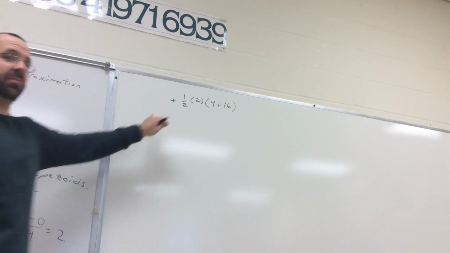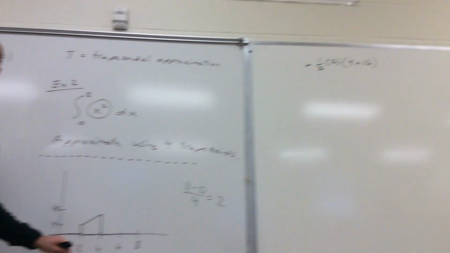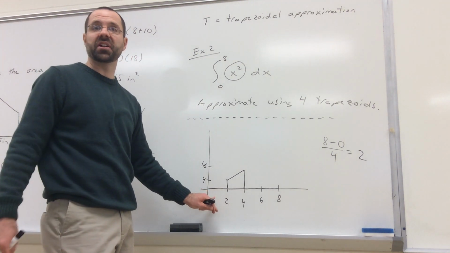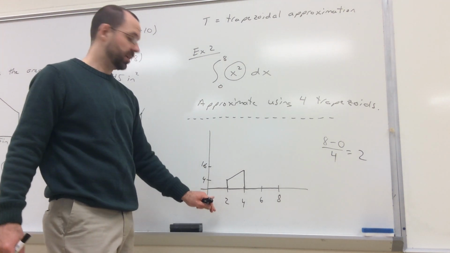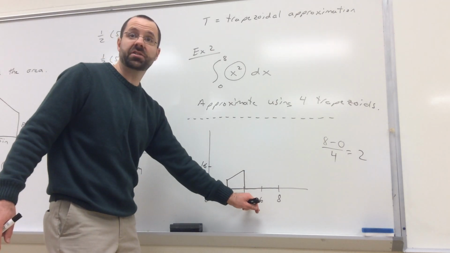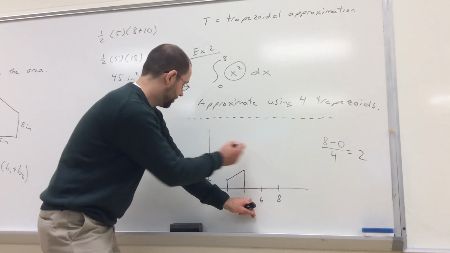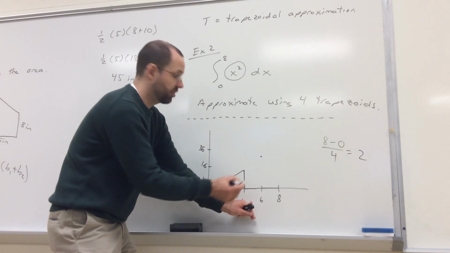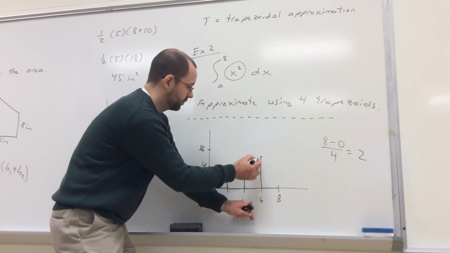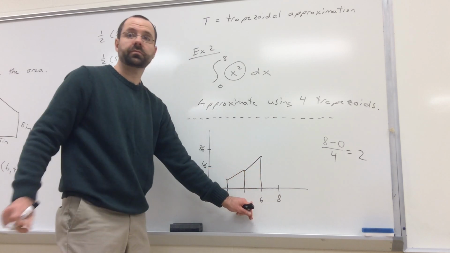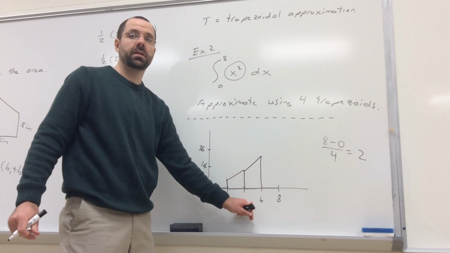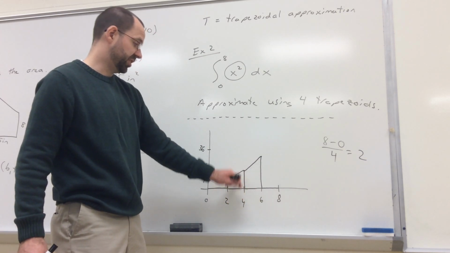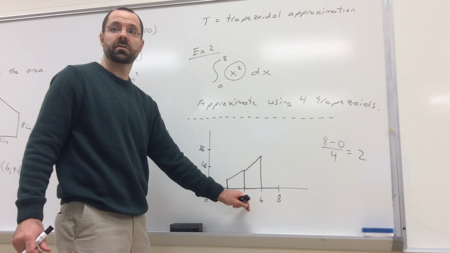So I left a space, right, because I didn't do the first one yet. I'm going to go back and do the first one last, because that's the weirdest one on this problem. Okay, so for the next trapezoid, 6 squared is 36. So then that trapezoid would look like this. Then you take 1/2 times 2 times 16 plus 36.